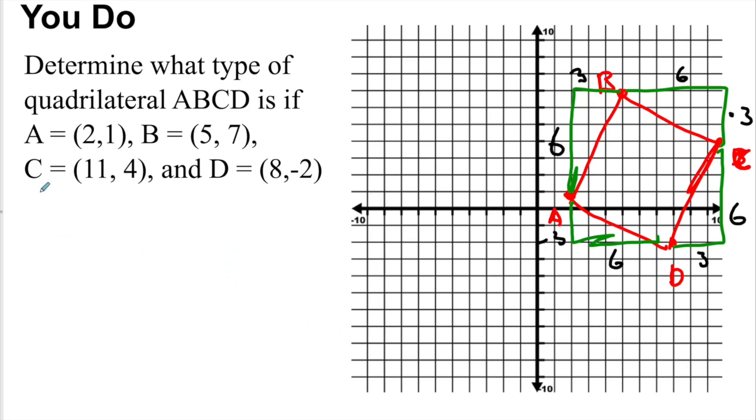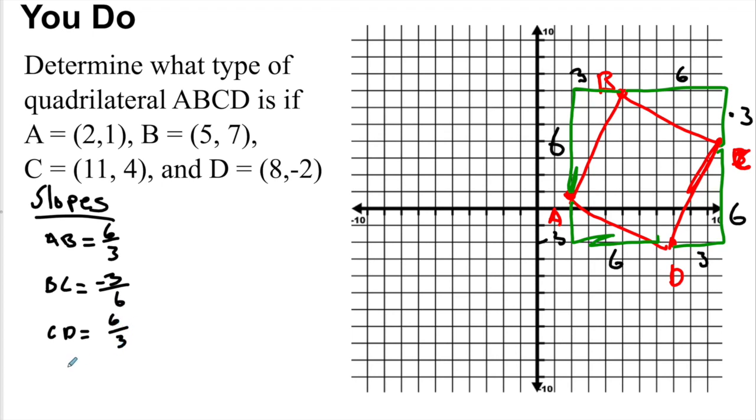Okay, so first I'm gonna do my slopes. Here's another way you can organize it. 1, you have your slopes. So you have AB is 6 over 3. BC is negative 3 over 6. CD is 6 over 3, and AD is negative 3 over 6.